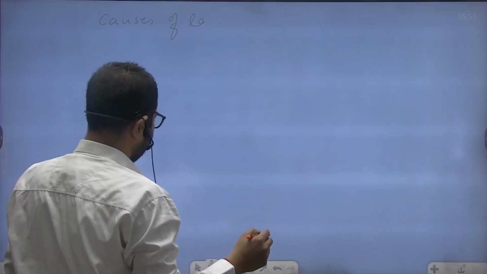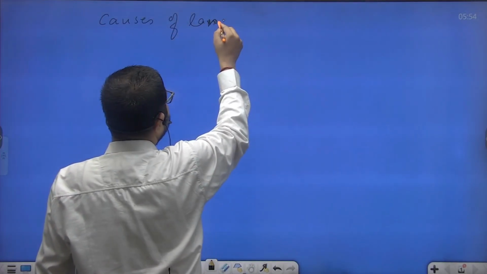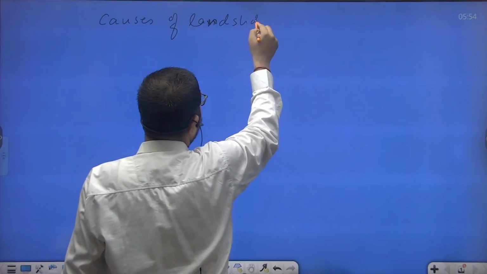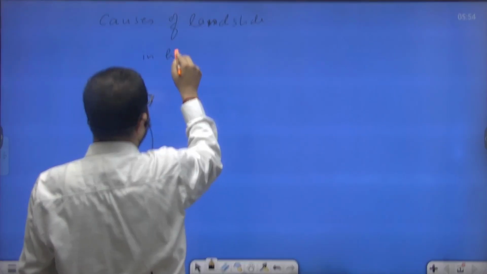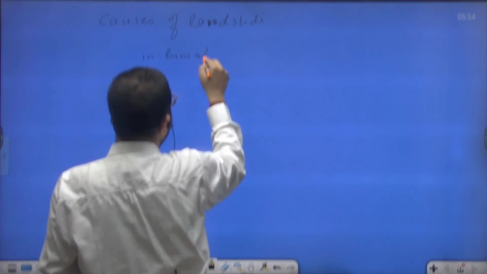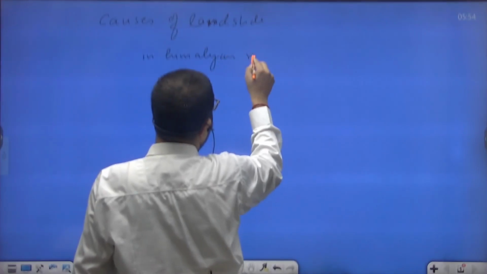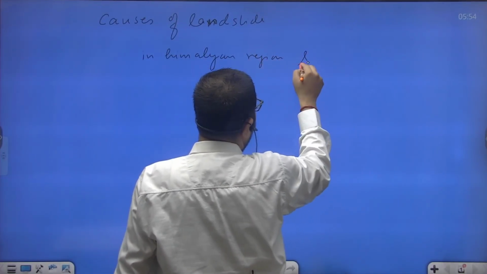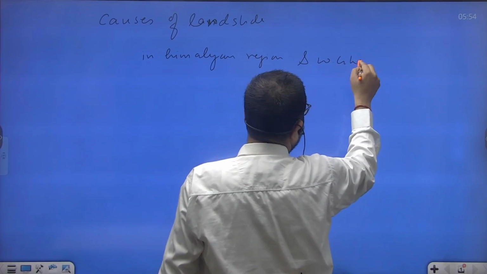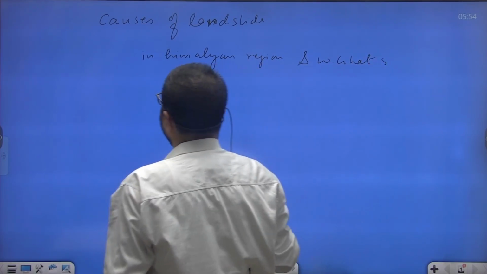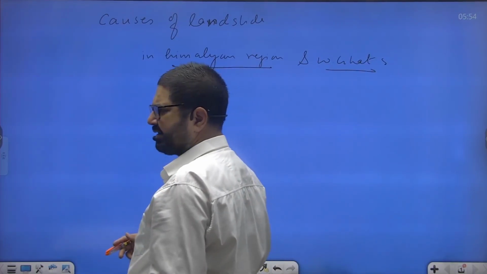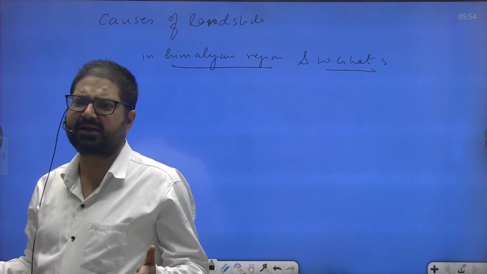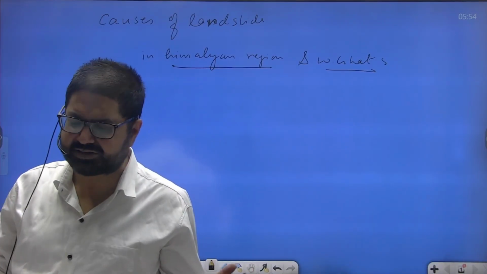Causes of landslide in Himalayan region and Western Ghats. Differentiate. क्योंकि हिमालयाज में लैंडस्लाइड क्यों आते हैं, वेस्टर्न घाट्स में क्यों आते हैं? Yes, the reasons are drastically different in both the regions.